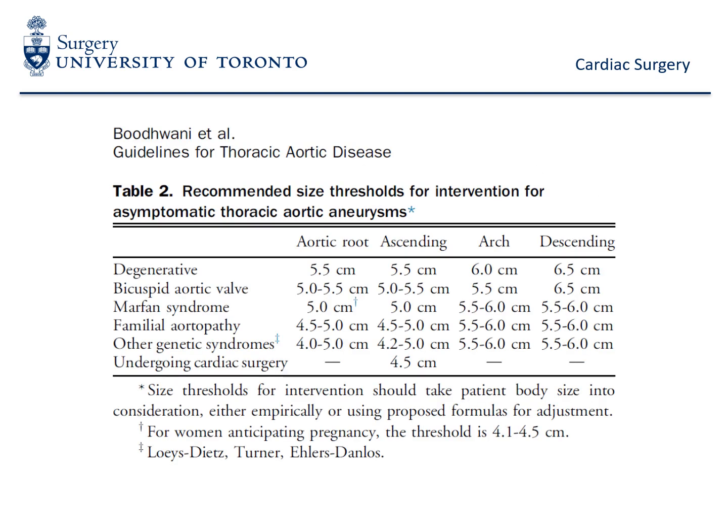According to the Canadian guidelines, you can see here under the aortic root column, for patients with Marfan syndrome, the cutoff is 5 centimeters, but for bicuspid aortic valve disease, it's a range, it's 5 to 5.5 centimeters.